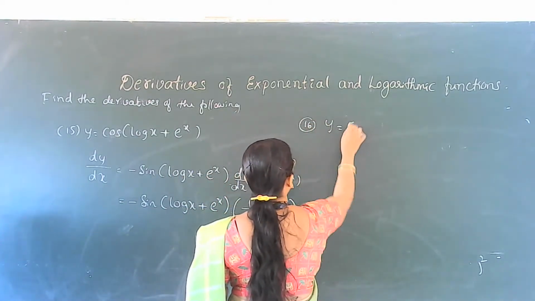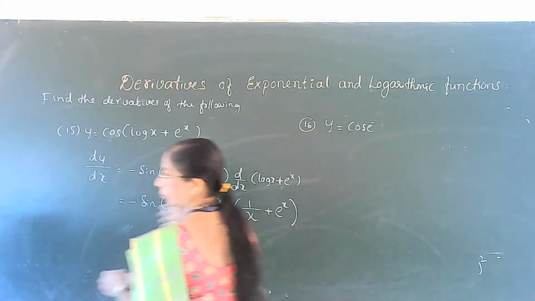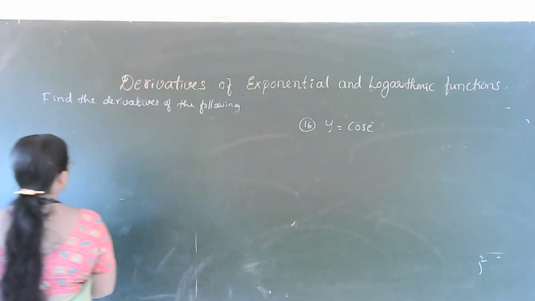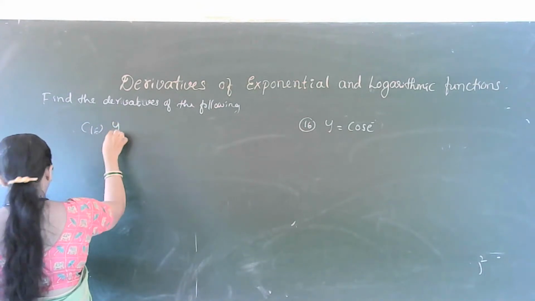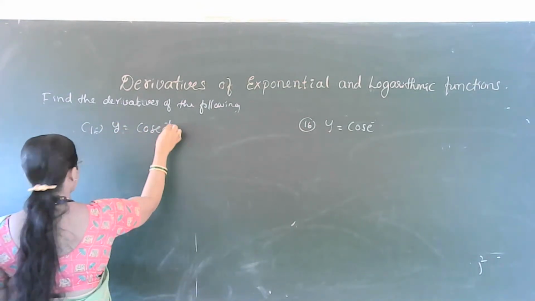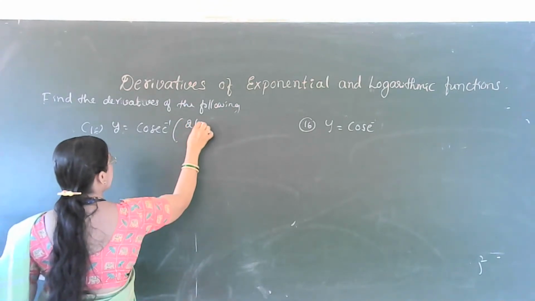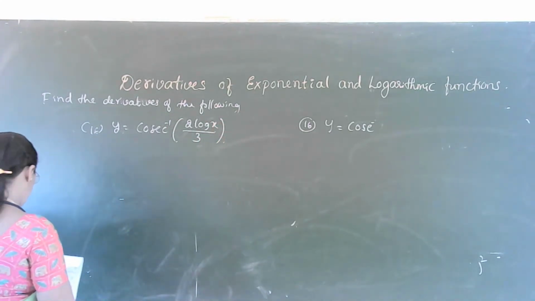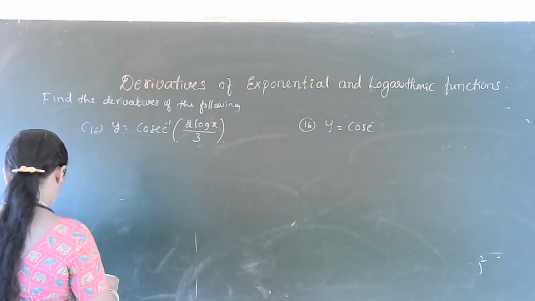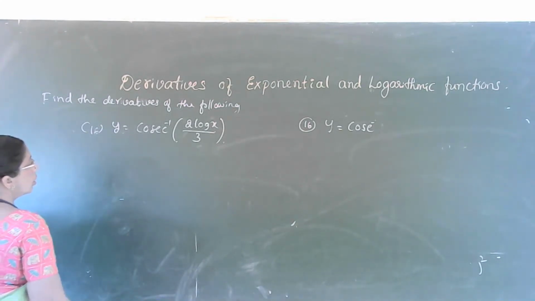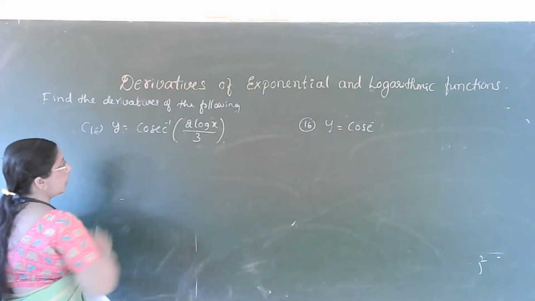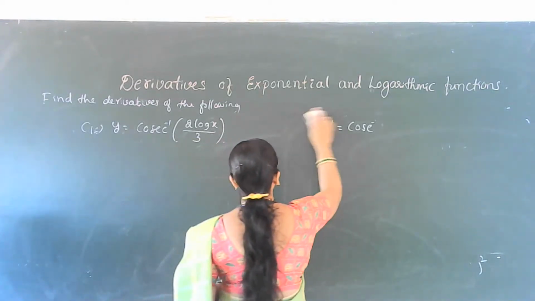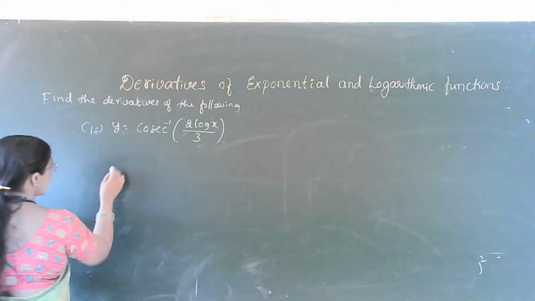Problem 61: y is equal to cosec inverse of (2 log x divided by 3). Here, the function is cosec inverse of this expression.